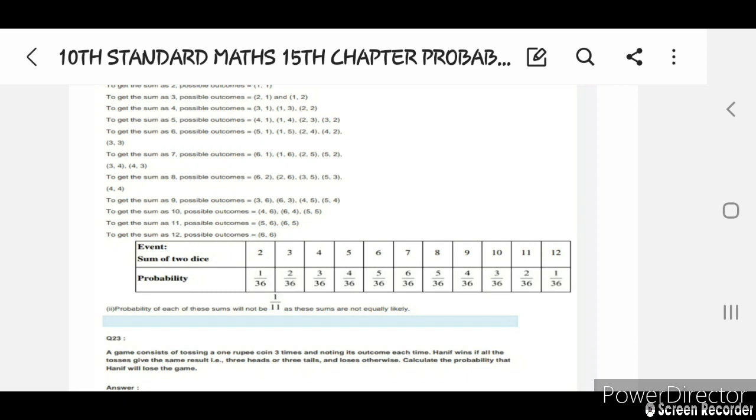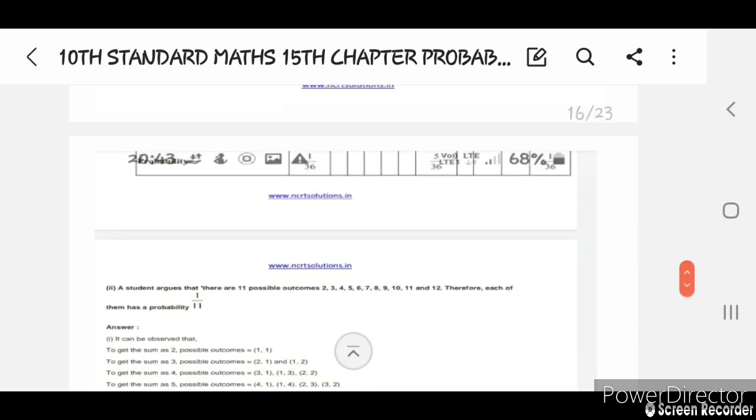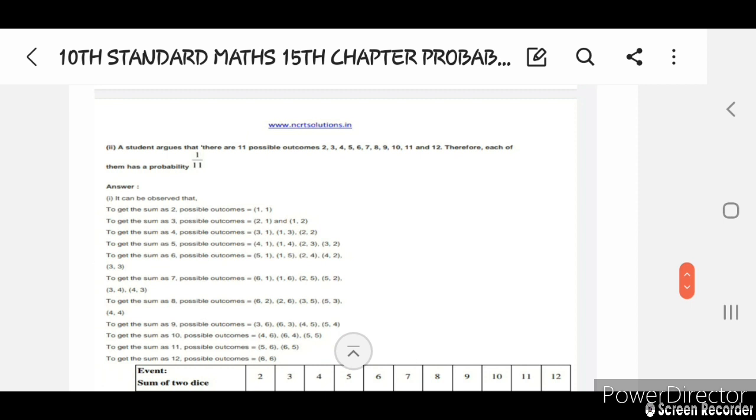So the probability of each of them is not 1 by 11, as these sums are not equally likely. The student said the sums are equally likely, but you cannot say that, so therefore the sums are not equally likely.